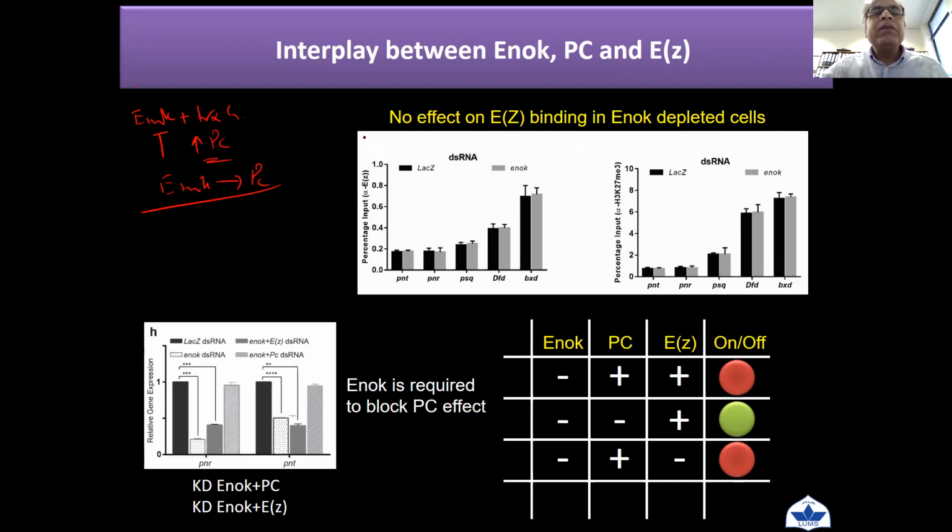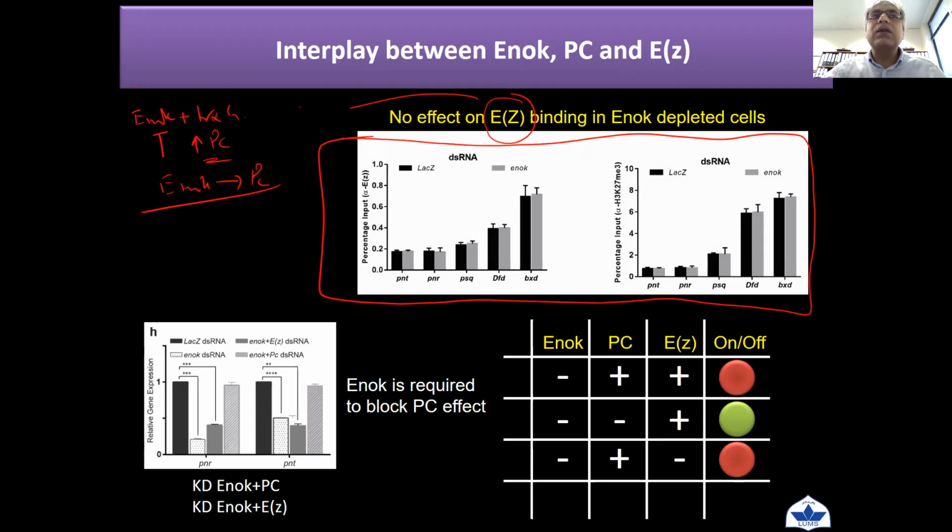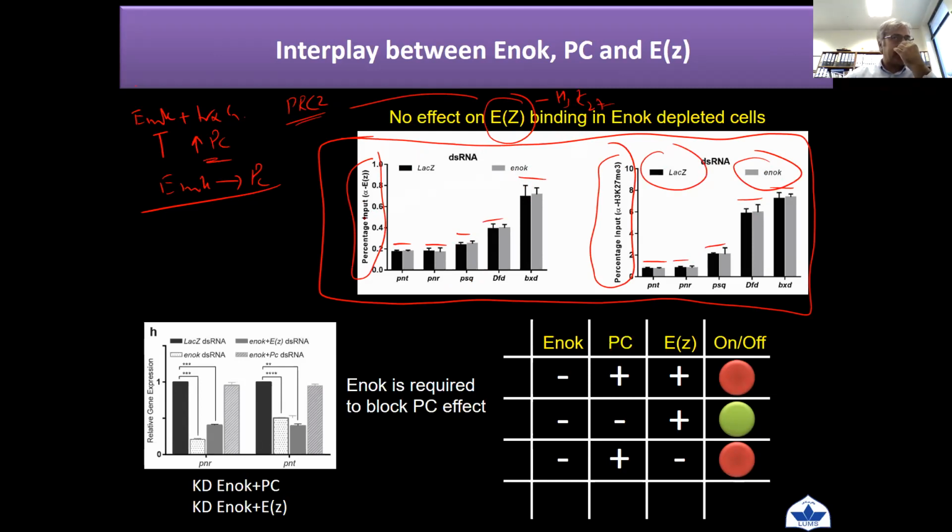Before I explain that, this shows you that when you knock down Enoch, you don't see any effect on E(z), enhancer of zeste, which is a core member of the PRC2 complex, which catalyzes H3K27 methylation. So the level of E(z) binding in chromatin IP or H3K27 showed no change when you deplete Enoch as compared to LacZ. So that led Jawad to think that Enoch may have some polycomb-specific effect.